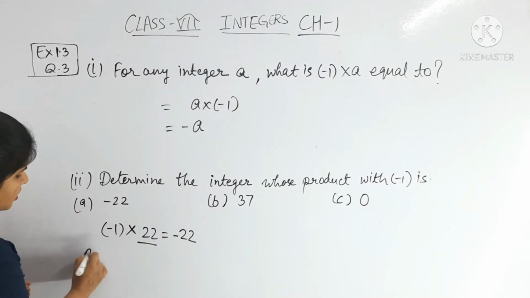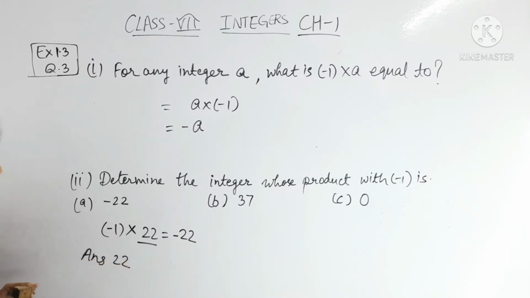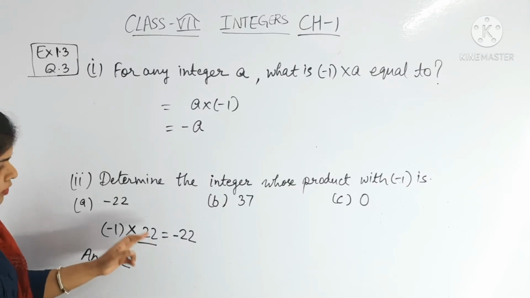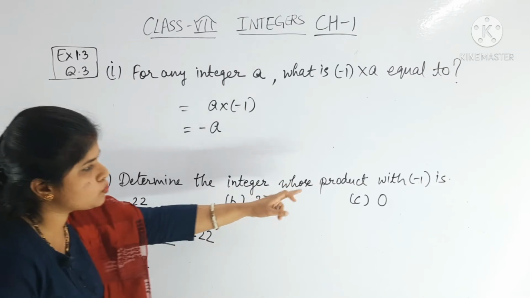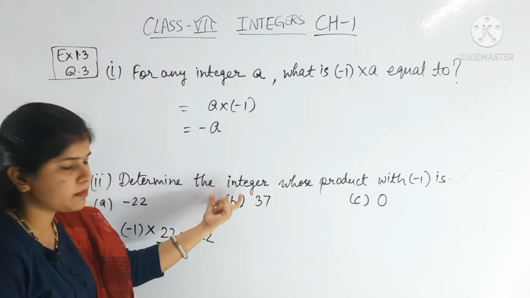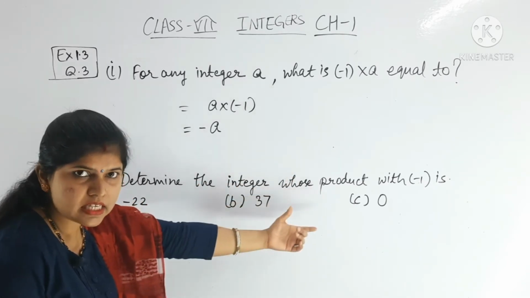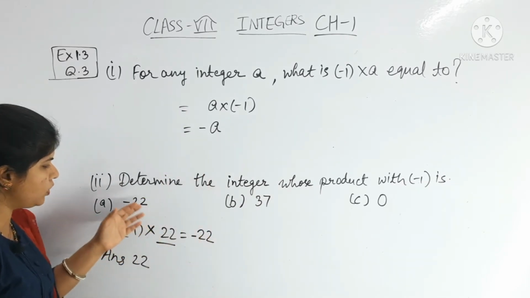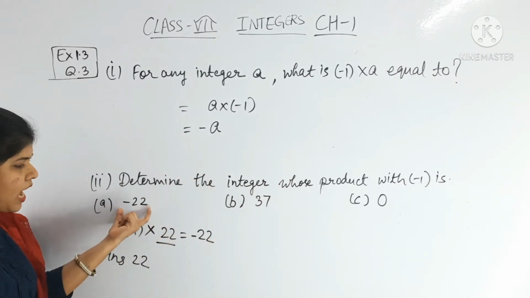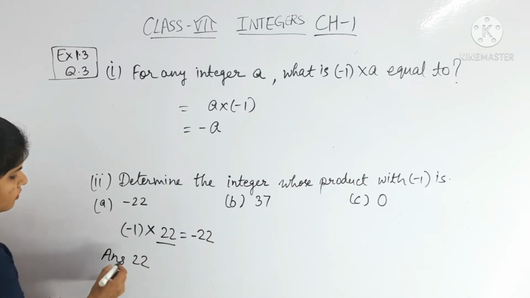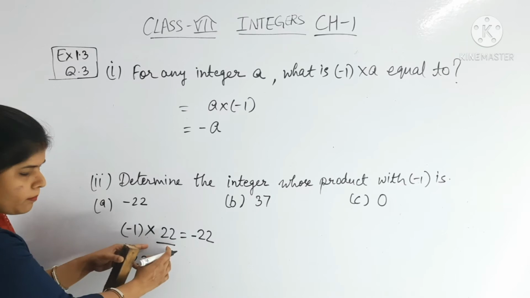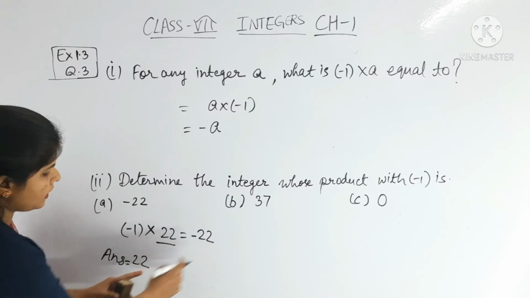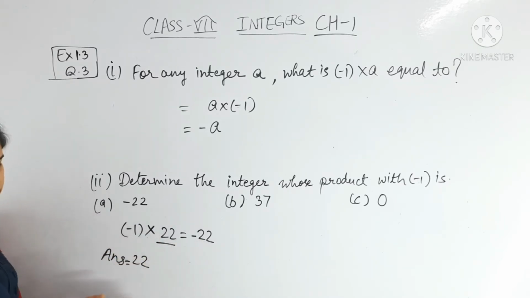So here the answer is 22. 22 is a positive integer. If we multiply 22 with minus 1, that is the question only: the integer whose product with minus 1 should be equal to minus 22. That should be the answer. If we multiply with a positive integer, we will get the negative integer. So the answer is 22 here.